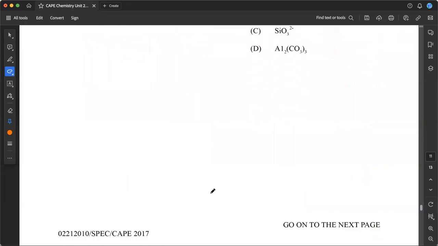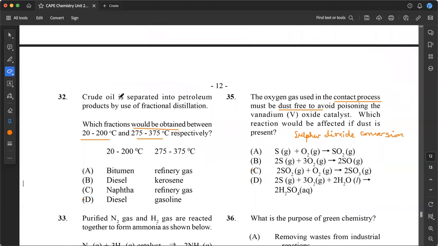So moving along to 32 now. 32 says crude oil is separated into petroleum products by use of fractional distillation. Which fractions would be obtained between 200 degrees C and then between 275 and 375 respectively? Okay. Is this where bitumen is found at this temperature? No. So we can rule out A. Diesel and kerosene. These aren't the temperatures that correspond to those either in fractional distillation. So we can rule out B.